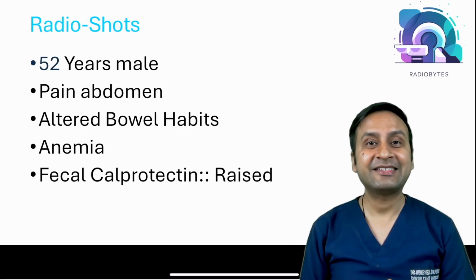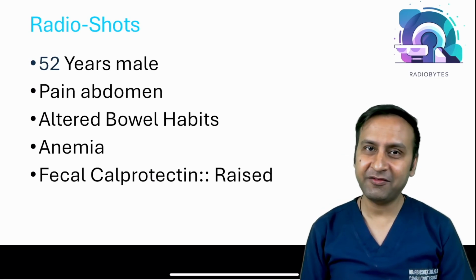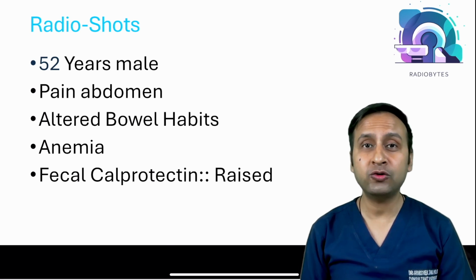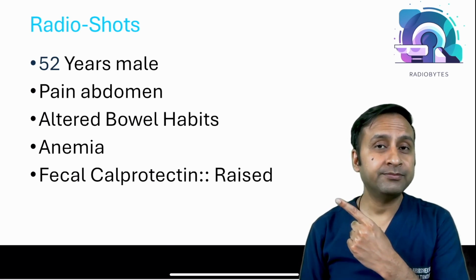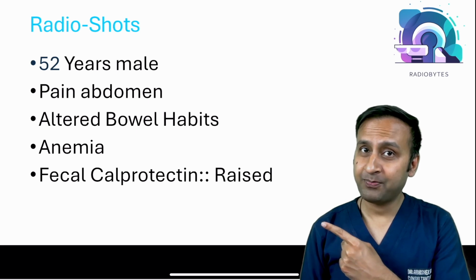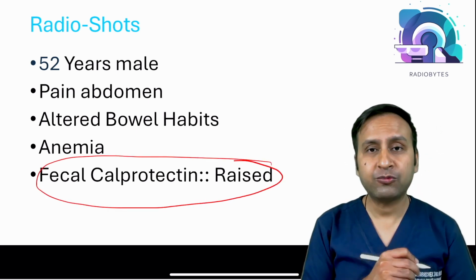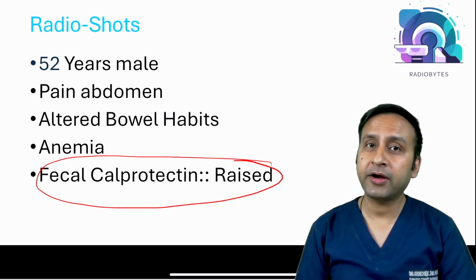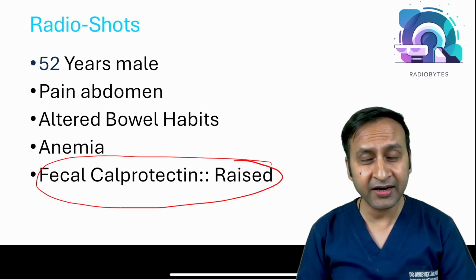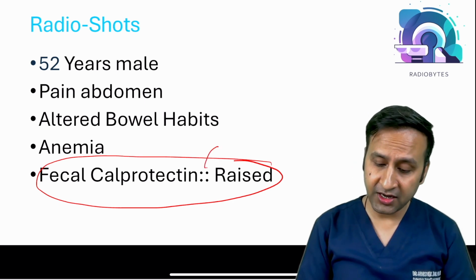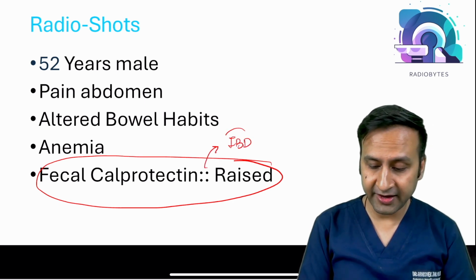Hello, friends. It's time for another radio shot of the day, and today we'll be talking about a case of a 52-year-old gentleman who came to us with pain abdomen, altered bowel habits, anemia, and a raised fecal calprotectin. Now, for those of you who don't know what fecal calprotectin is, it is a very sensitive marker for inflammation in the gastrointestinal tract and is specifically raised in inflammatory bowel diseases like Crohn's disease.